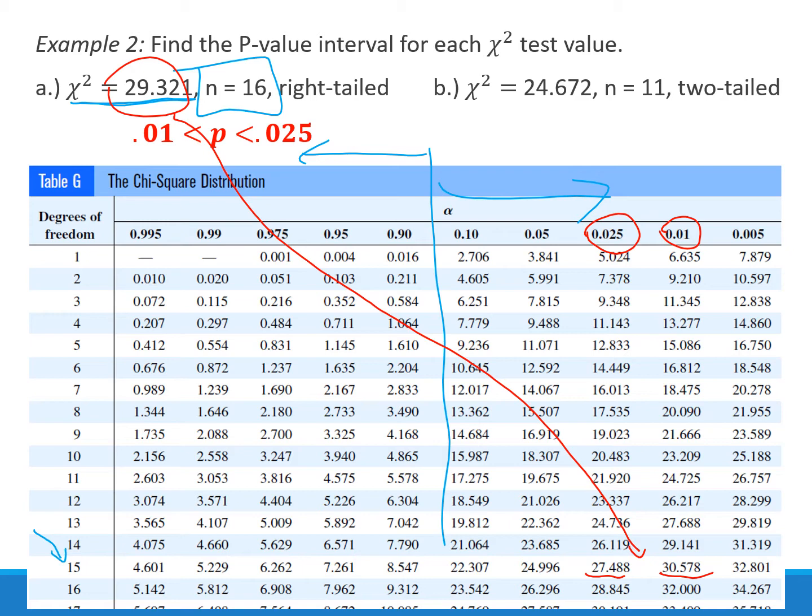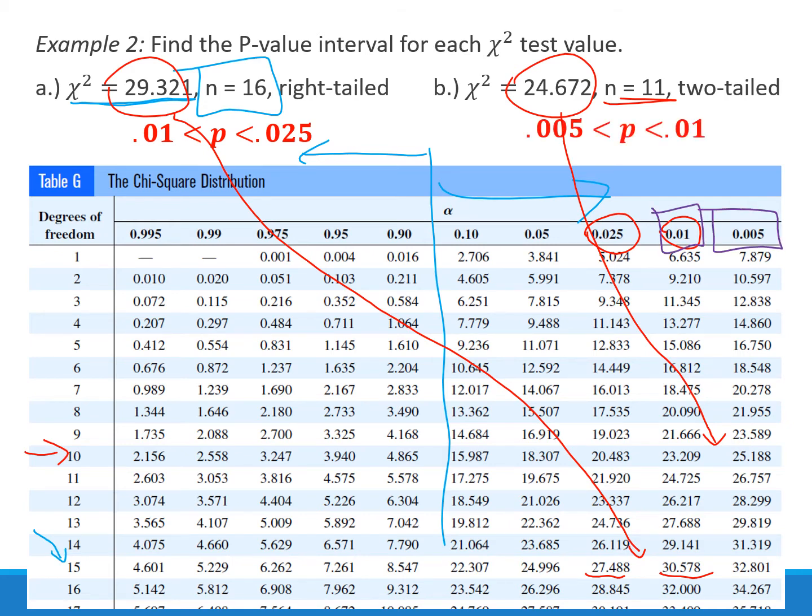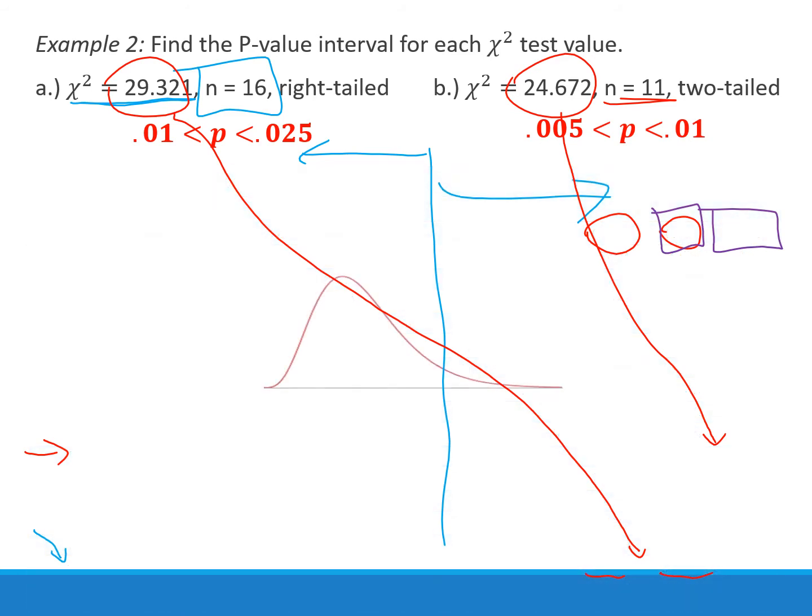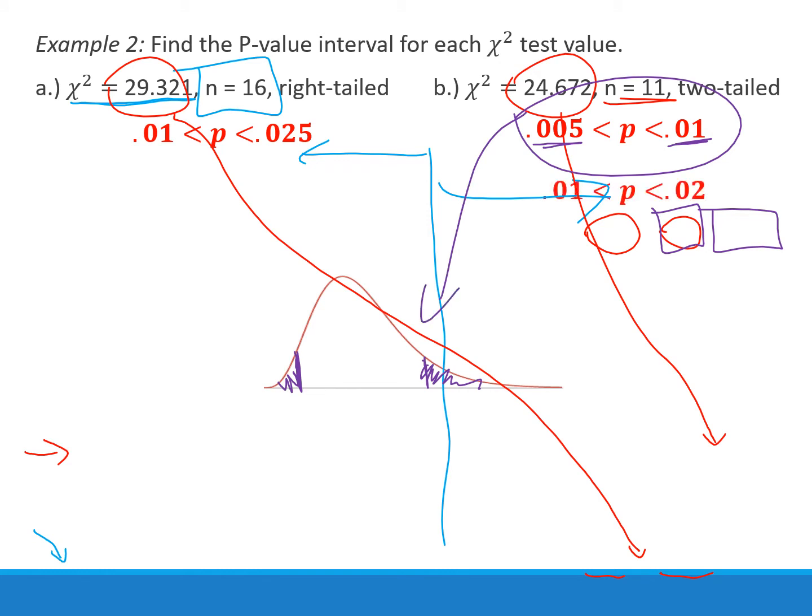Part B, we're going to do the same thing, 10 degrees of freedom, two-tailed, which means let's go ahead and do this part first. 24.672 would go here. So it's in between 0.005 and 1%. However, this is just the right tail. I got a lot of stuff on the screen here, but basically we just found this. Since it's two-tailed, there's another section on the left side. So we're going to double this. This is what's on the right side, so we just do twice that, and this gives us our answer.